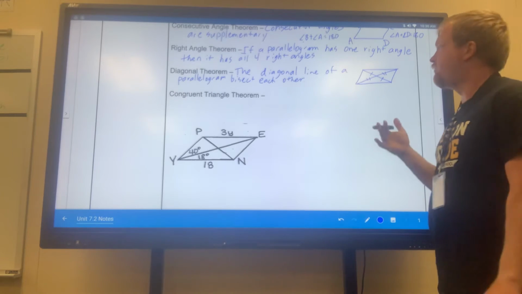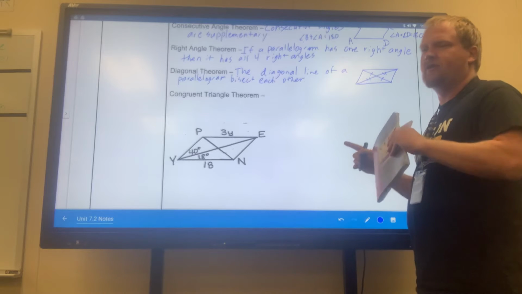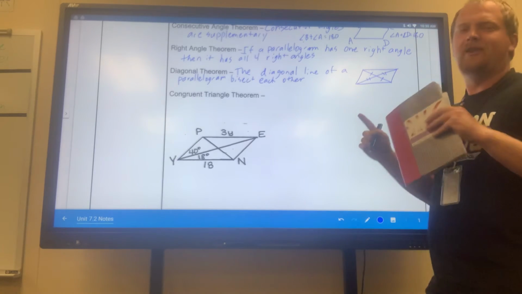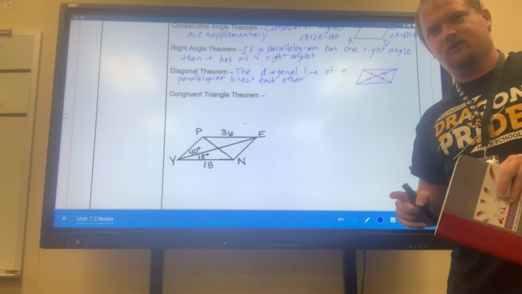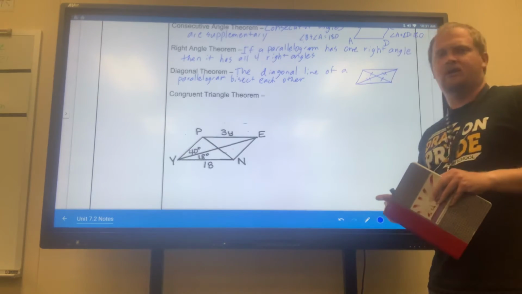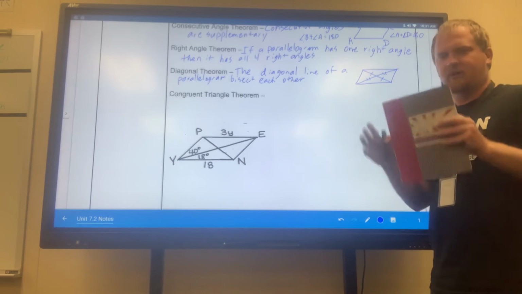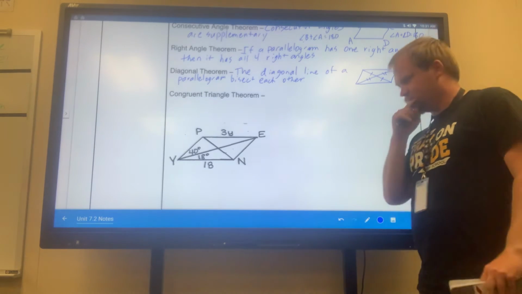All right? So while one diagonal may be longer than the other, they both bisect each other. Okay? That's a very important quality and a very important key. They may have different sizes as far as diagonal lines, but they still bisect each other.